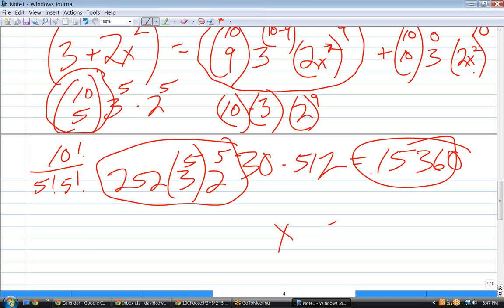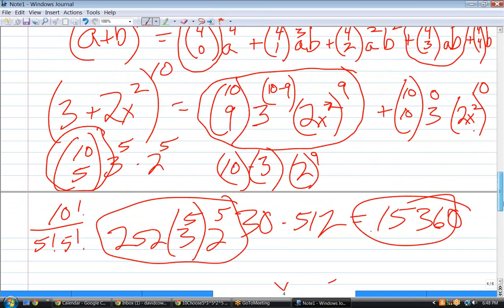Remember, 10 choose 9 was the 10th term. Yeah, it might be a mistake though. I checked multiple times and it just says find the coefficient of x to the 10th in the expansion of 3 plus 2x squared to the 10th. And I wrote this exactly right. 3 plus 2x squared. It's not the quantity 3 plus 2x all squared?